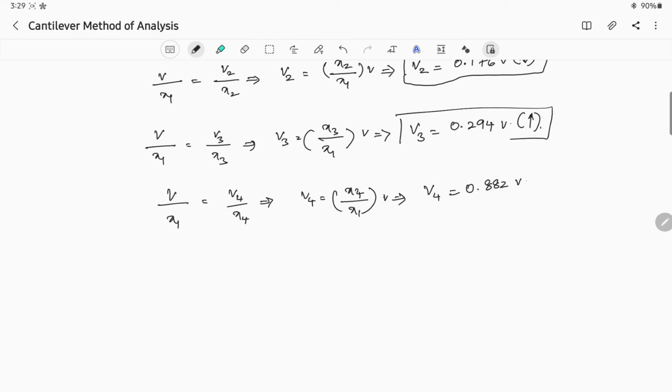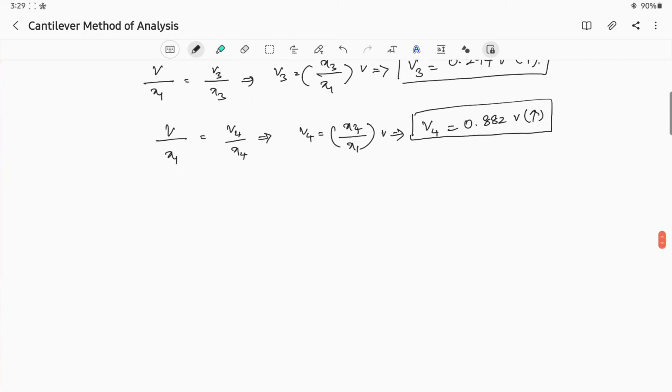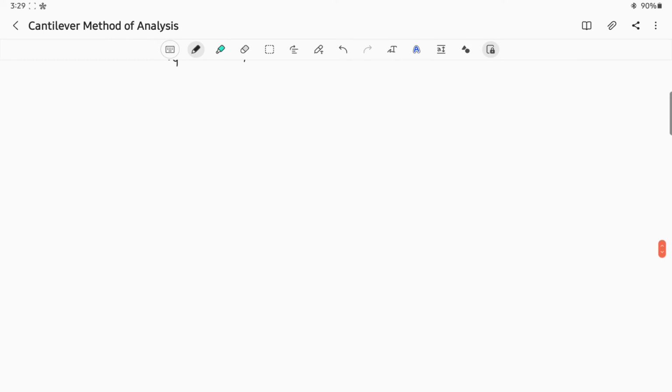Okay, and it is also going in upward direction. So we've calculated the values of V1, V2 and V3. Now what we have to do here, we have to find the value of V now. Okay, we have to find the value of V here, which is very, very important. So how to calculate that? See here.